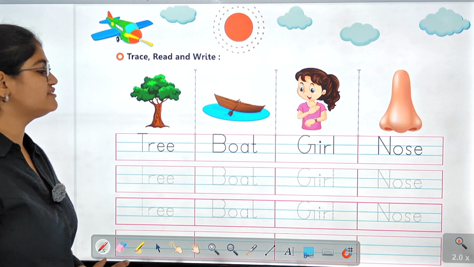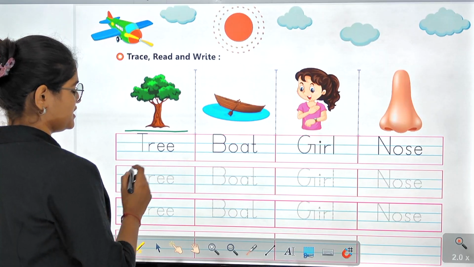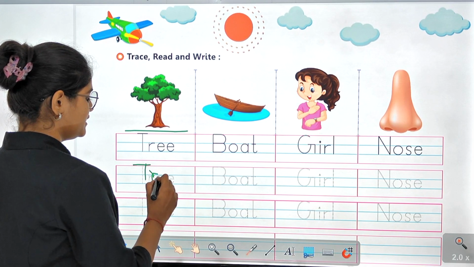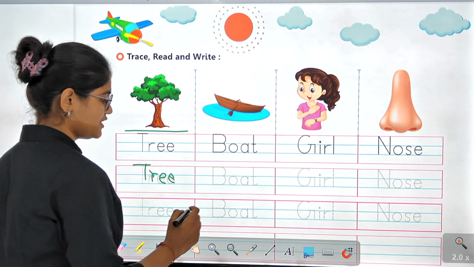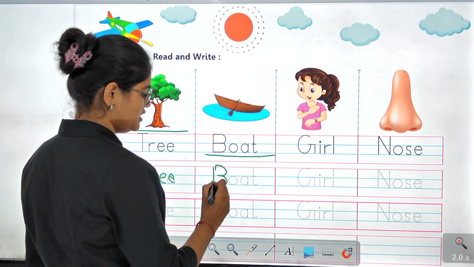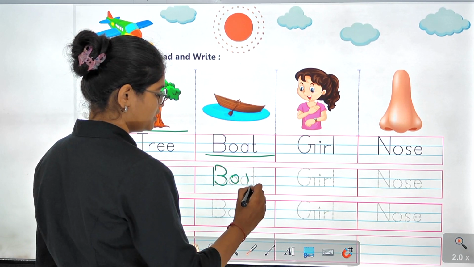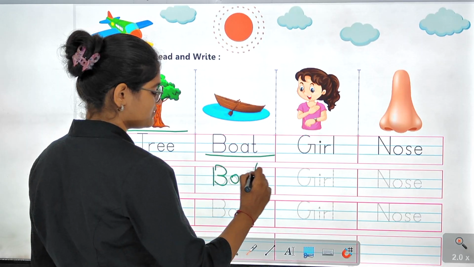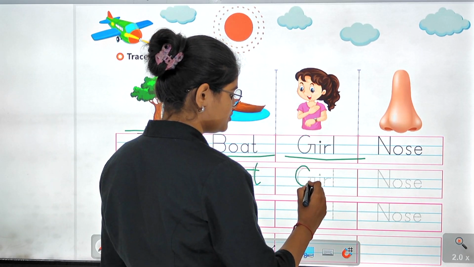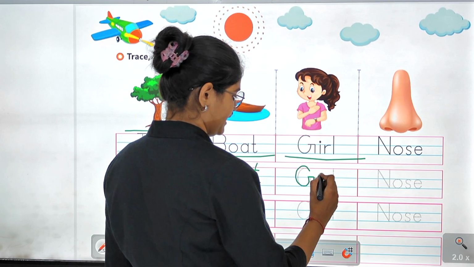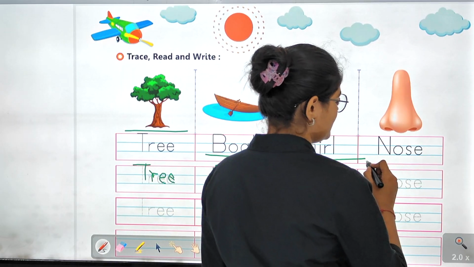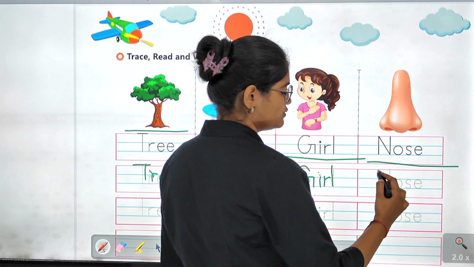So the next is tree. T-R-E-E, tree. B-O-A-T, boat. G-I-R-L, girl. N-O-S-E, nose.